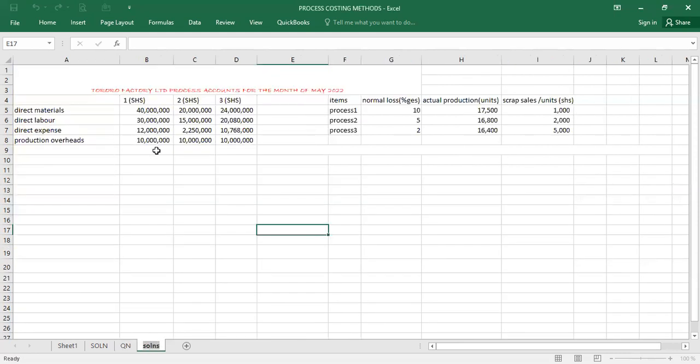I copied some of these, but we are preparing Tororo Factory Limited process accounts for the month of May 2022. We have the direct materials. These are the ones given in the question, and we have this table also given in the question. So we can start with our workings. These are our workings.